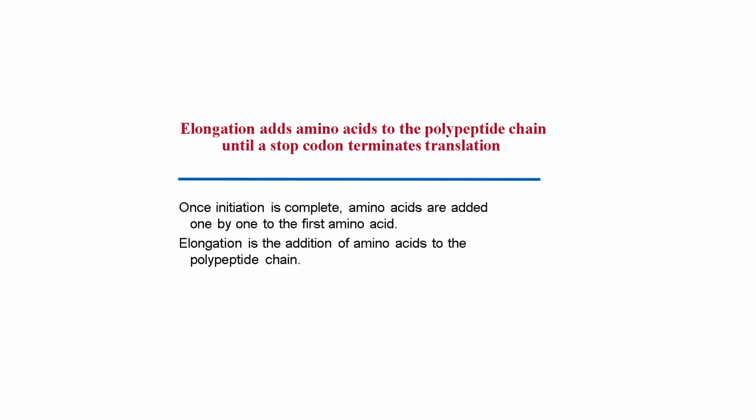During elongation, amino acids are added one at a time to the growing polypeptide chain. Each new codon is recognized by a complementary tRNA, which delivers the correct amino acid. This continues until the ribosome reaches a stop codon, signaling termination.